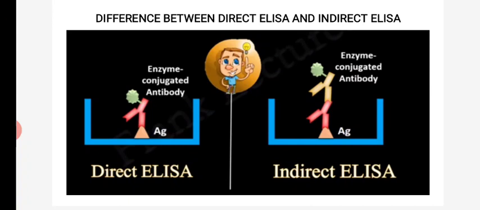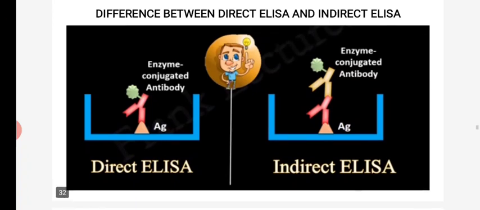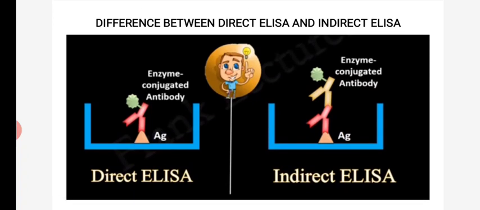In direct ELISA, the well is coated with the antigen, and the enzyme-conjugated antibody is added directly to the antigen, and it will form the antigen-antibody-enzyme complex. Into that complex we add substrate, then we will get a definite color.